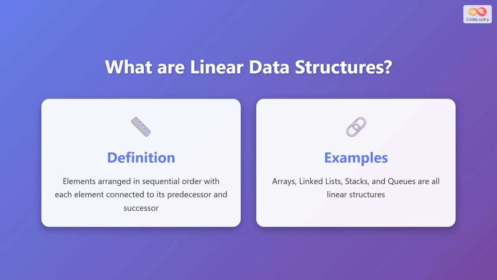Before diving into stacks and queues, let's understand what linear data structures are. A linear data structure is one where elements are arranged in a sequential order. Each element is connected to its previous and next element, forming a chain-like structure. Common examples include arrays, linked lists, stacks, and queues. The key characteristic is that data is organized in a straight line, making it easy to traverse from one element to another in a specific sequence.